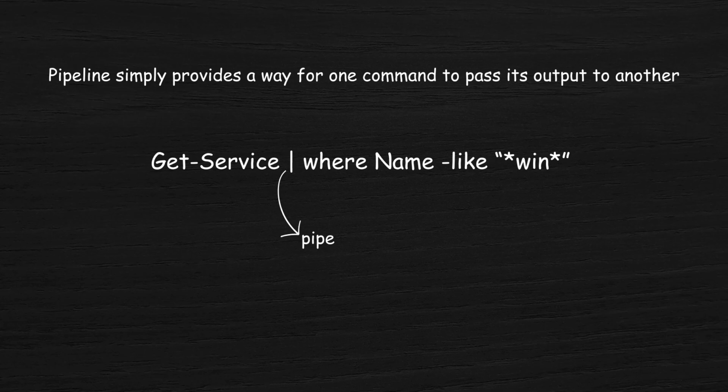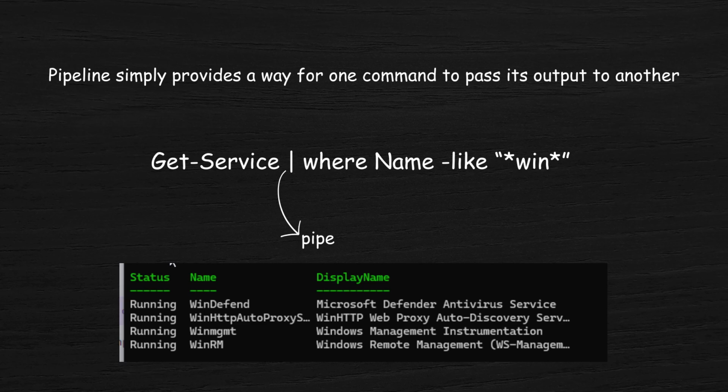Now the meaning the pipeline has in PowerShell is not different from the ones you might have used before, like in Bash shell. The pipeline simply provides a way for one command to pass its output to another command, allowing that second command to have something to work with. As shown on the screen, the pipe can be seen as the vertical bar between two commands. And basically we are asking the shell to provide a list of services that contain win in their names.